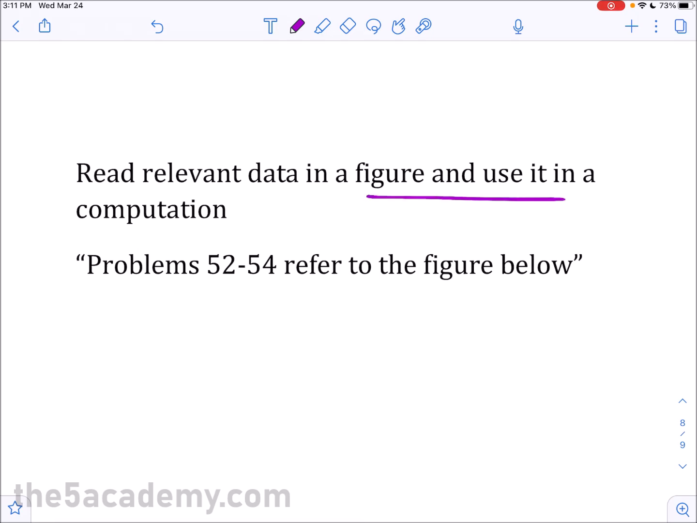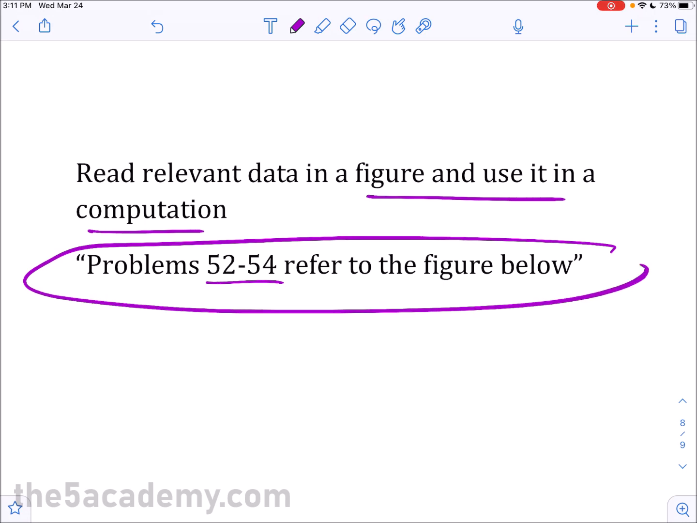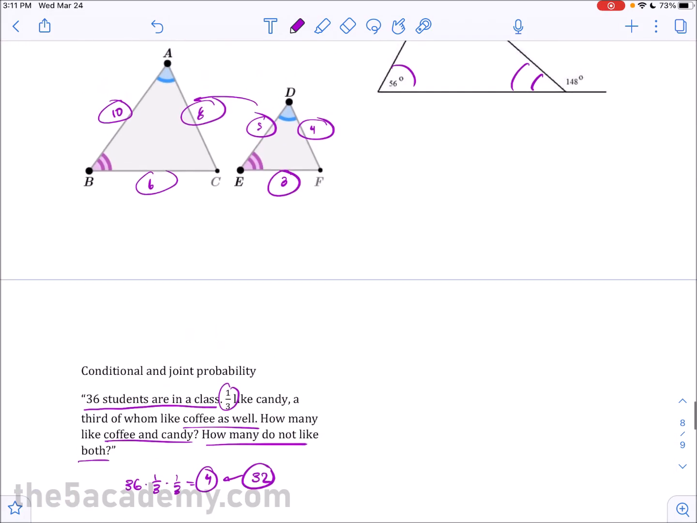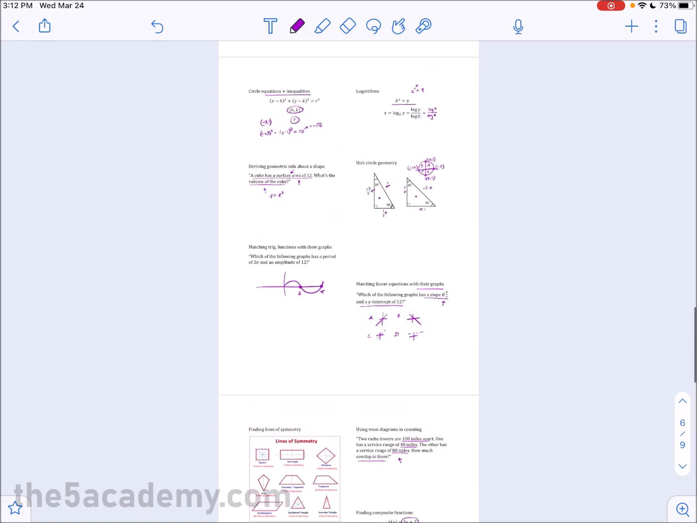Read relevant data in a figure and use it in computation. So if they give you a problem where it says, here's a diagram, the next 3 problems refer to this specific diagram, then that's kind of what this is all about. That's basically it. Those are the 52 math skills in a nutshell.